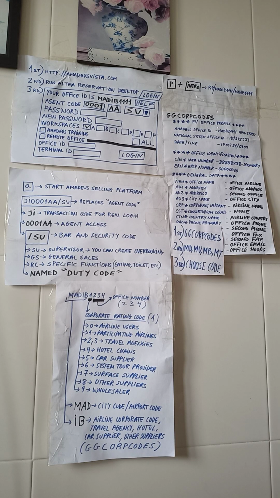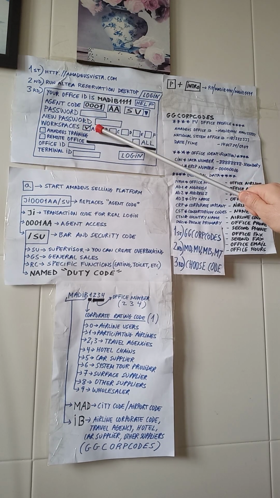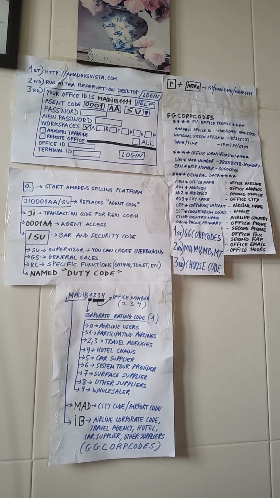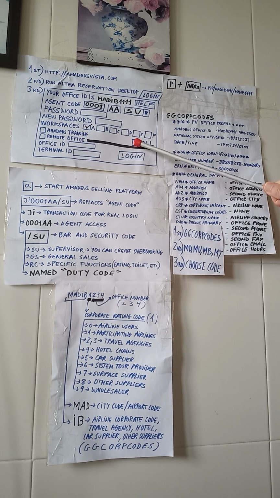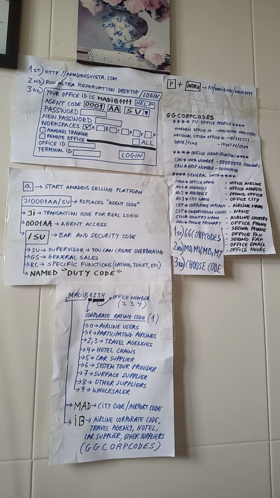The maximum is 6, from A to F. 1, 2, 3, 4, 5, 6. If you want to use them all at the same time to work with 6 Amadeus open at the same time, you have to tap on all here, to tap on here, and all 6 are instantly marked at the same time.